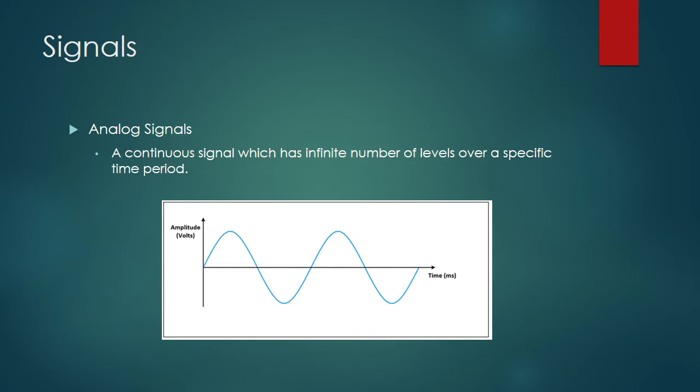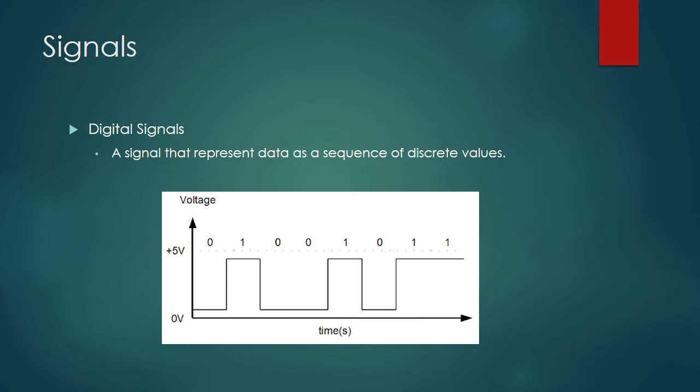The next signal we can identify is the digital signal. A digital signal represents data as a sequence of discrete values. It can take only one value from a finite set of possible values at a given time. So there are only two values, 0 and 1, and we can give 1 for 5 volts and 0 for 0 volts. Like that, a digital signal can be represented.